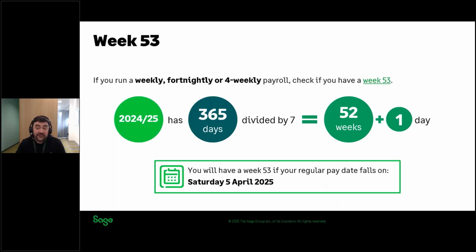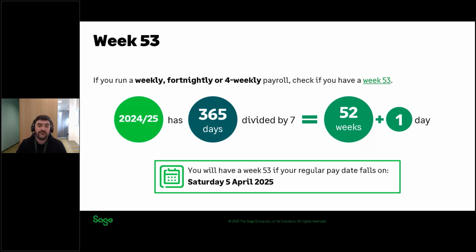So if you have a week 53, there are special rules that apply around calculation of tax, but this all happens automatically. So all you would need to do to process a week 53 is to set your process date to the 5th of April, which will be your pay date. And then when you process your payroll, Sage Payroll will automatically apply a week 1 calculation to the tax, and that's all in line with HMRC guidance. So nothing else you need to do. You don't need to change tax codes or anything like that. You would just process as normal.